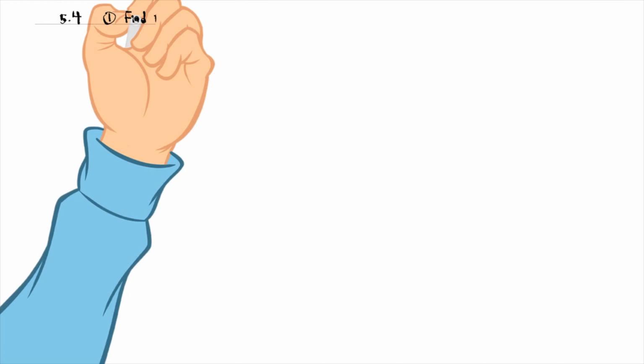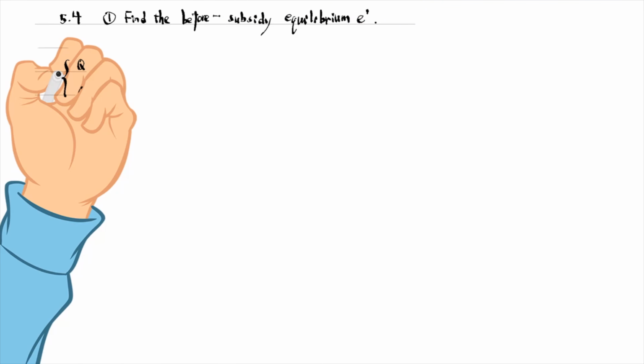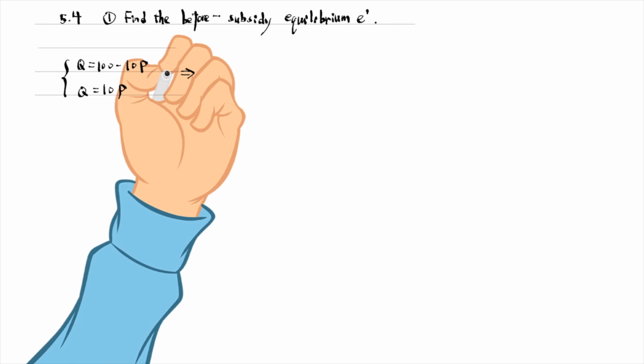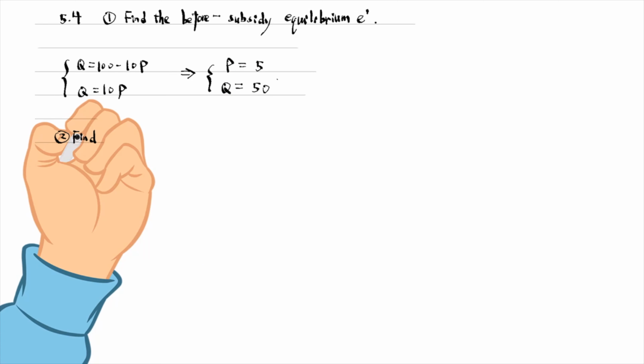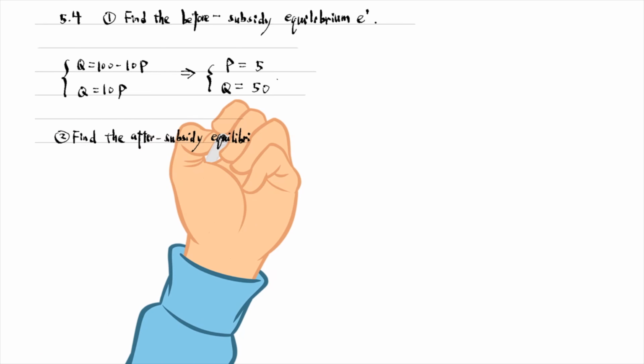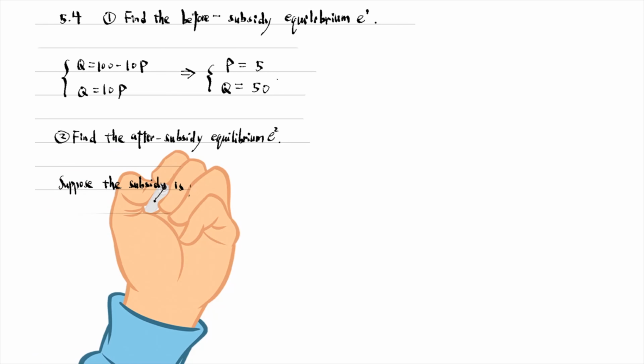In the first step, we find the before subsidy equilibrium E1. Combining the demand and supply functions gives the equilibrium price of 5 and quantity of 50. In the second step, we find the after subsidy equilibrium E2. Suppose the subsidy goes to consumers.